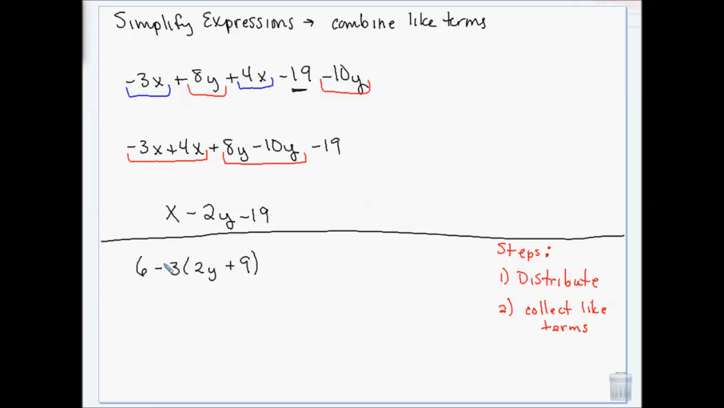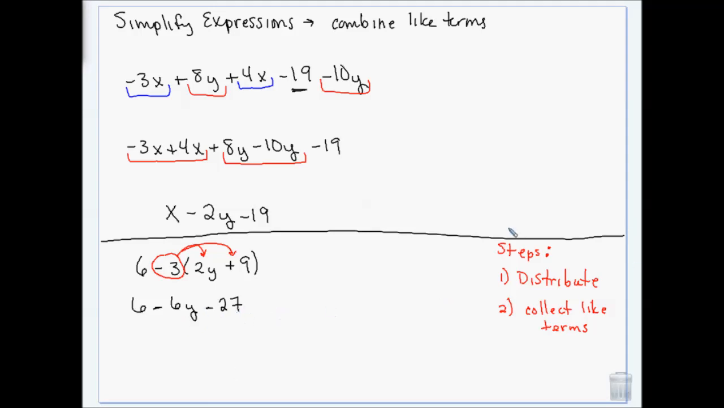So the first thing I need to do is distribute. Remember that negative has to stay with 3. So my 6 just hangs out. I have negative 3 times 2, so that's negative 6y. Negative 3 times 9 is negative 18. No, it's not. I lied. It's 27. It was 2 times 9, but it's 3 times 9, so it's 27.